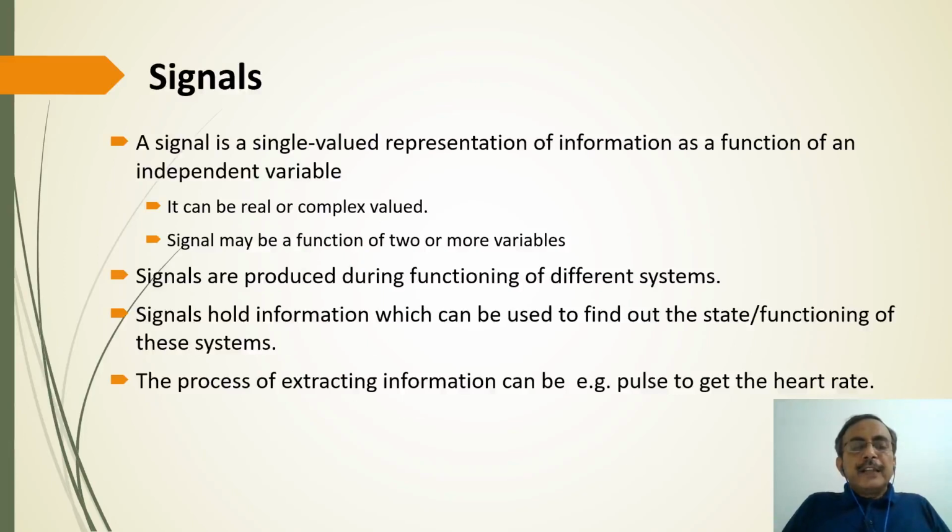To start with, we have got a very first question, what a signal is. Therefore, we'd like to define the signal first. It is a single valued representation of information as a function of independent variable. Usually when we are having a single valued representation, that value can be real or it can be complex. Sometimes we may have a single independent variable, or it may be multiple independent variables.